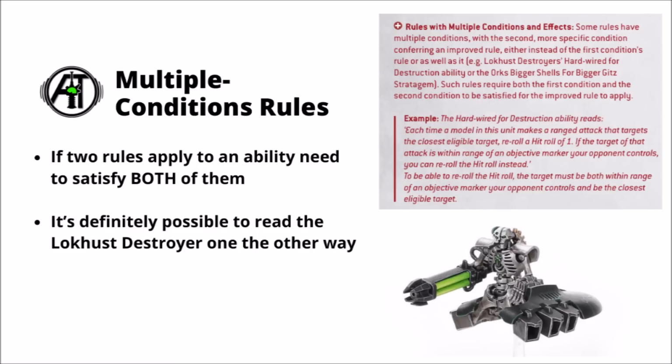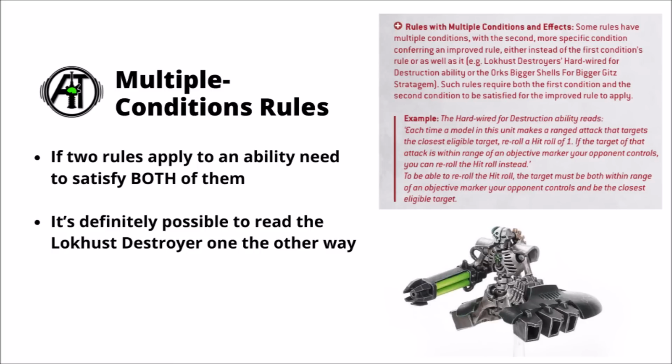Another one that I genuinely had seen debated were certain datasheet abilities that have multiple different conditions to get different buffs on them. Perhaps the most obvious example being Necron Locust Destroyers, which they use as an example here. They get to reroll hit rolls of 1 if they target the closest enemy targets, and if the target of that attack was in range of an objective marker your opponent controls, you get to reroll the hit roll instead.